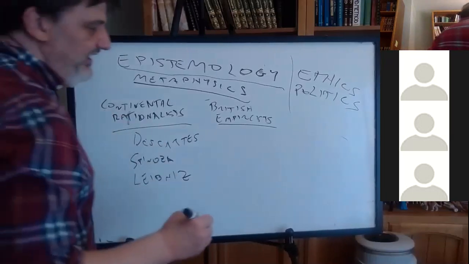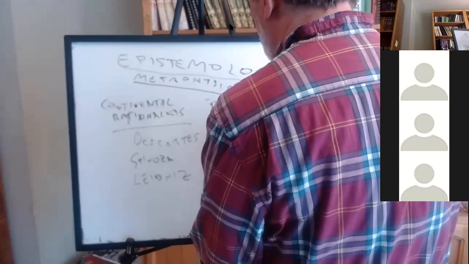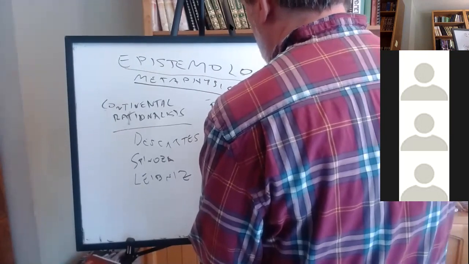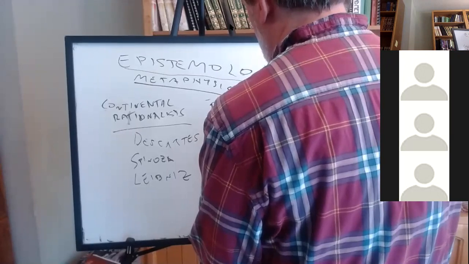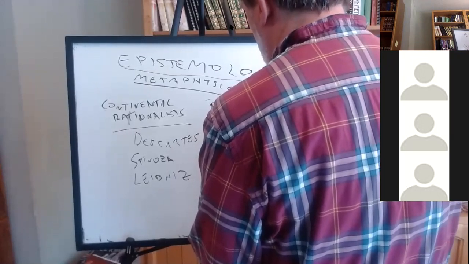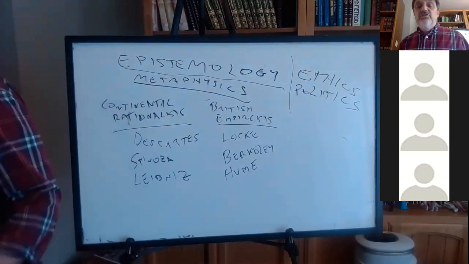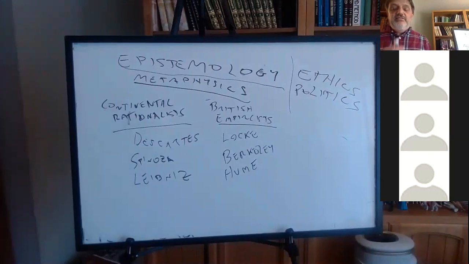And then we have another big three on this side, which is Locke, Berkeley, and Hume, and that's who we're going to be reading in this class.